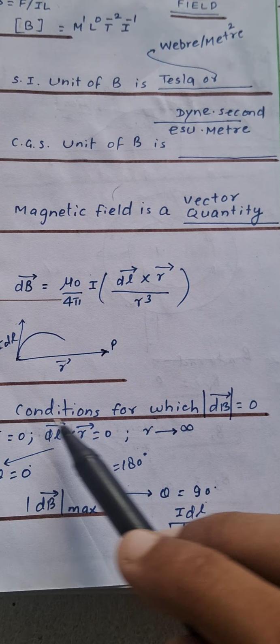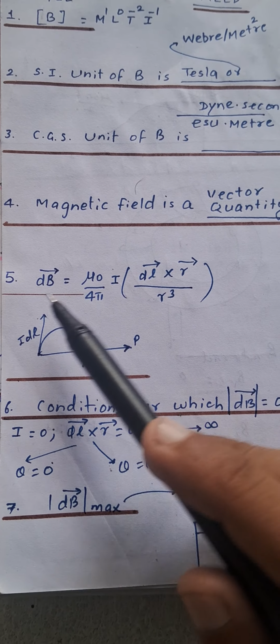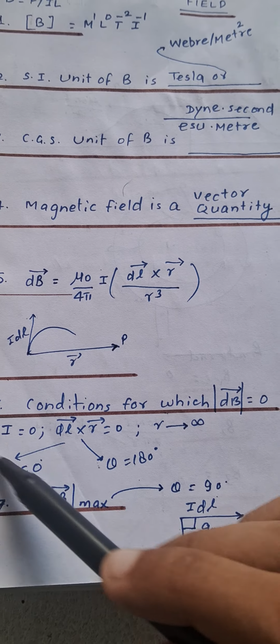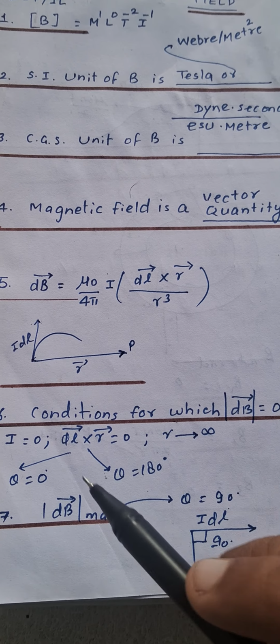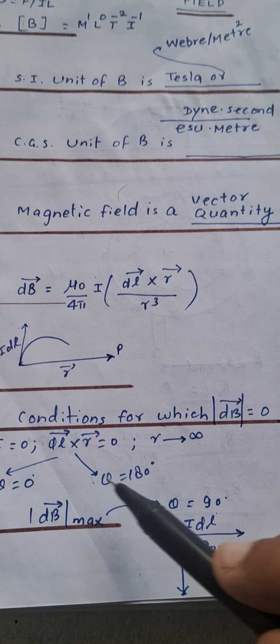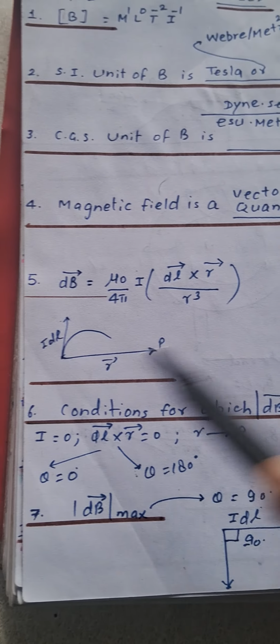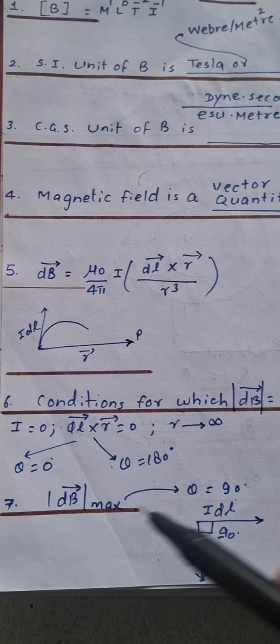Then we have another question, the conditions for which dB is 0. So the conditions are, as we can see from here, either I is 0, dl cross r is 0, or r tends to infinity. So dl cross r will be 0 when either theta is 0 or theta is 180 degrees, or a combination of these. So these are the conditions for zero magnetic field.